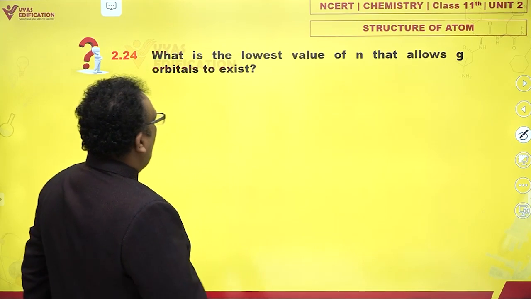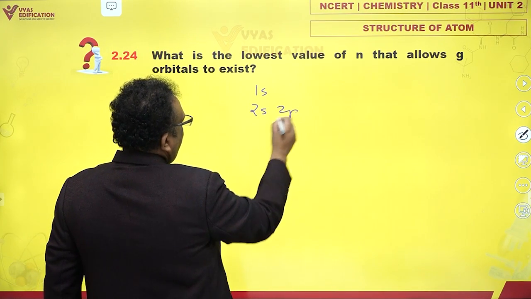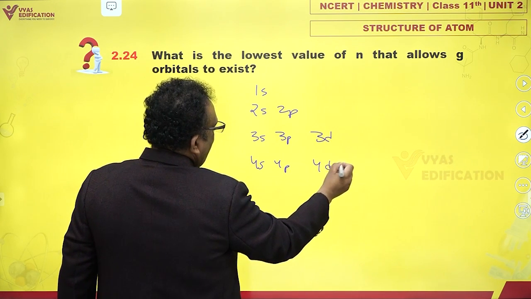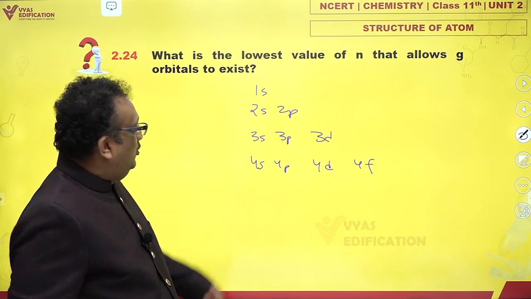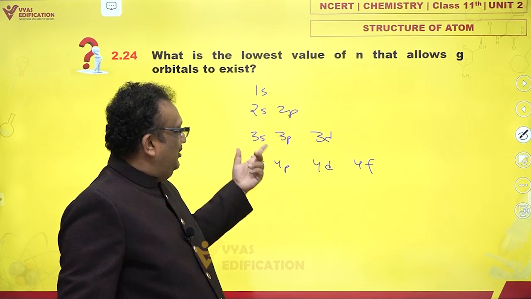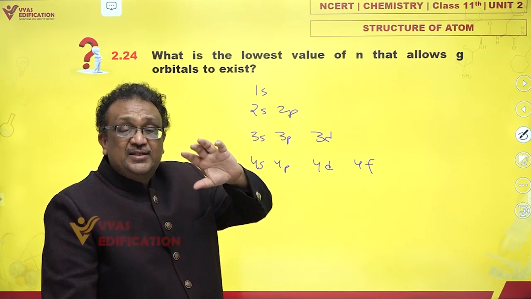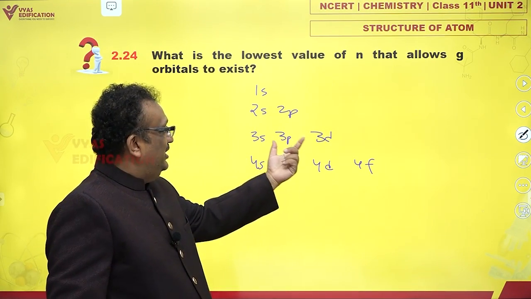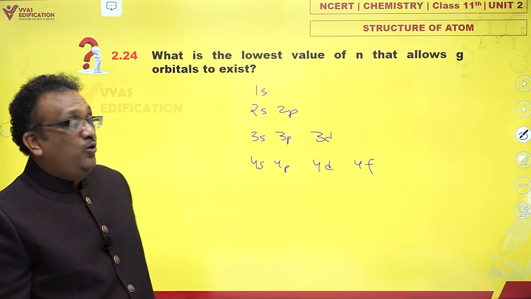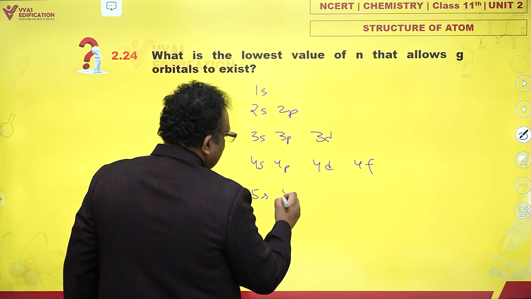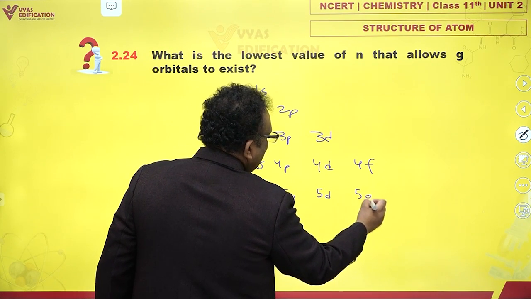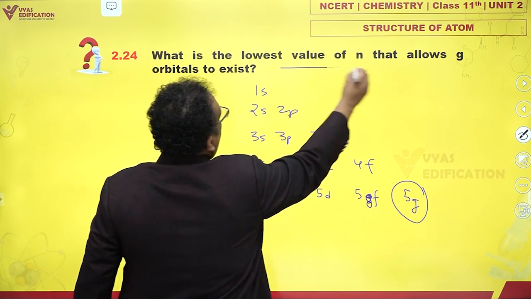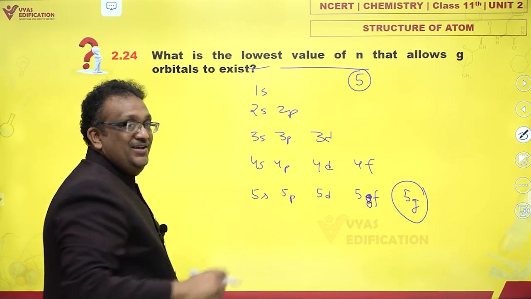What is the lowest value of n that allows g orbitals to exist? We have 1s, 2s, 2p, 3s, 3p, 3d, 4s, 4p, 4d, 4f. Please note there cannot be a 1p orbital or 2d or 3f. For p orbitals, the minimum value of n is 2. For d orbitals, minimum value of n is 3. For f orbitals, minimum value of n is 4. Similarly, 5s, 5p, 5d, 5f and 5g. So the minimum value of n for which g orbitals can exist is 5.